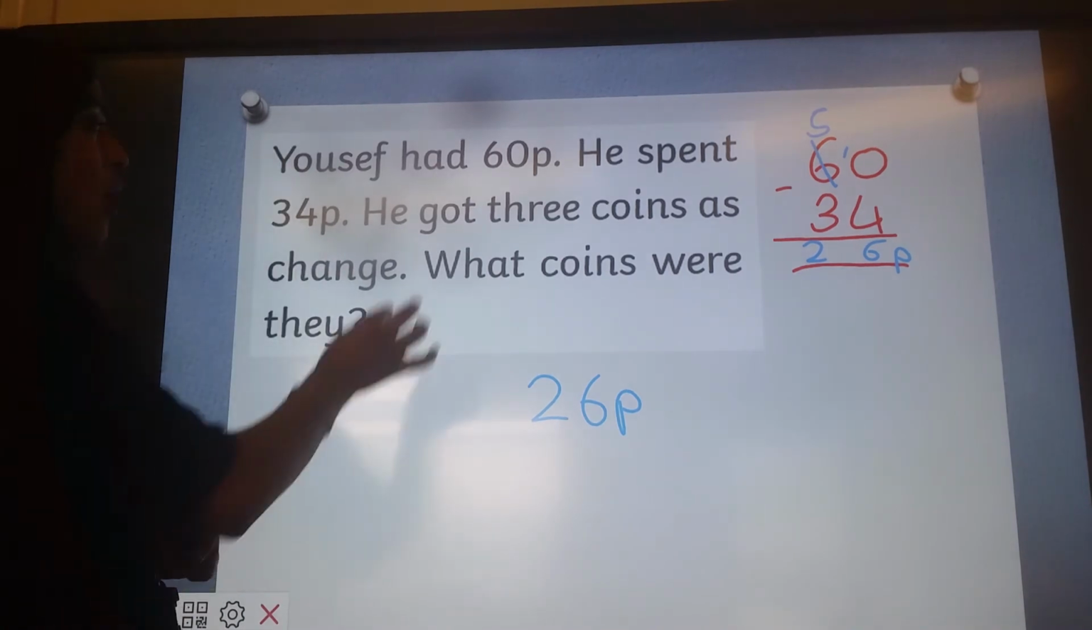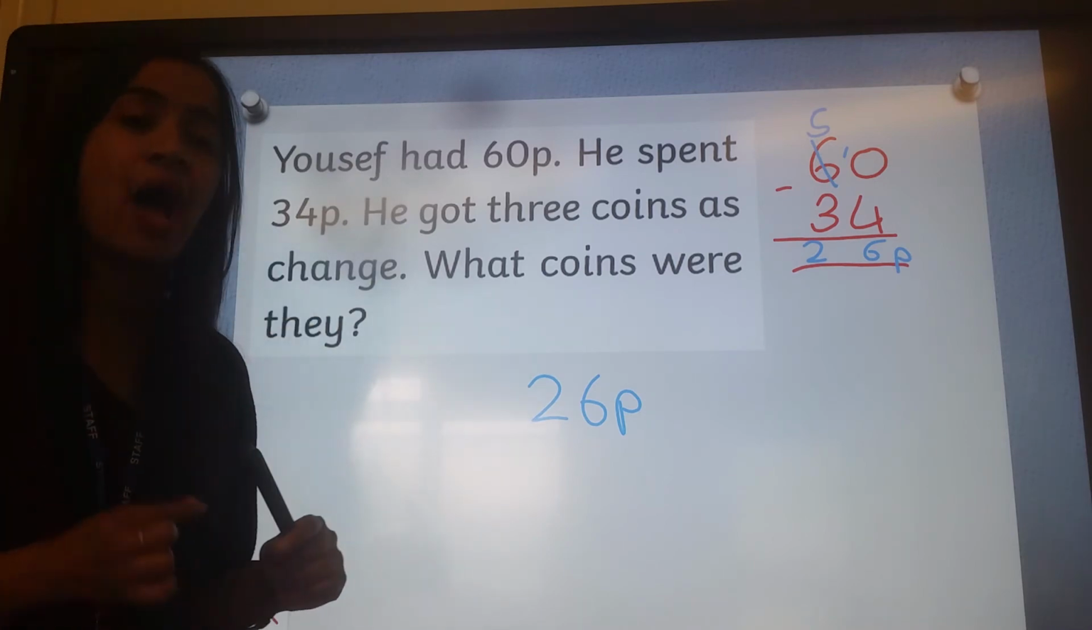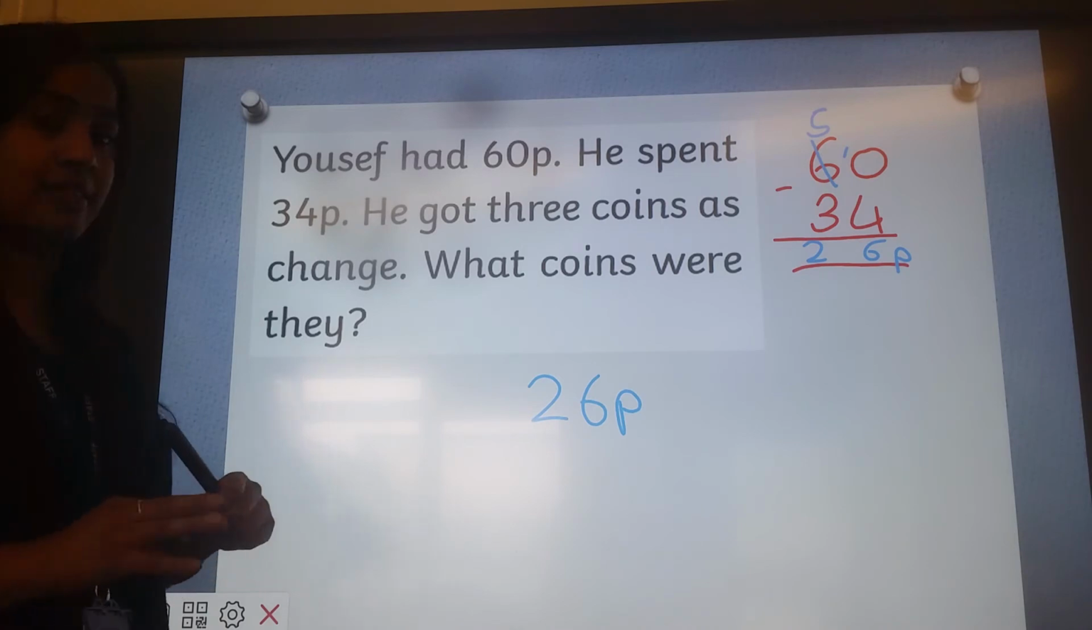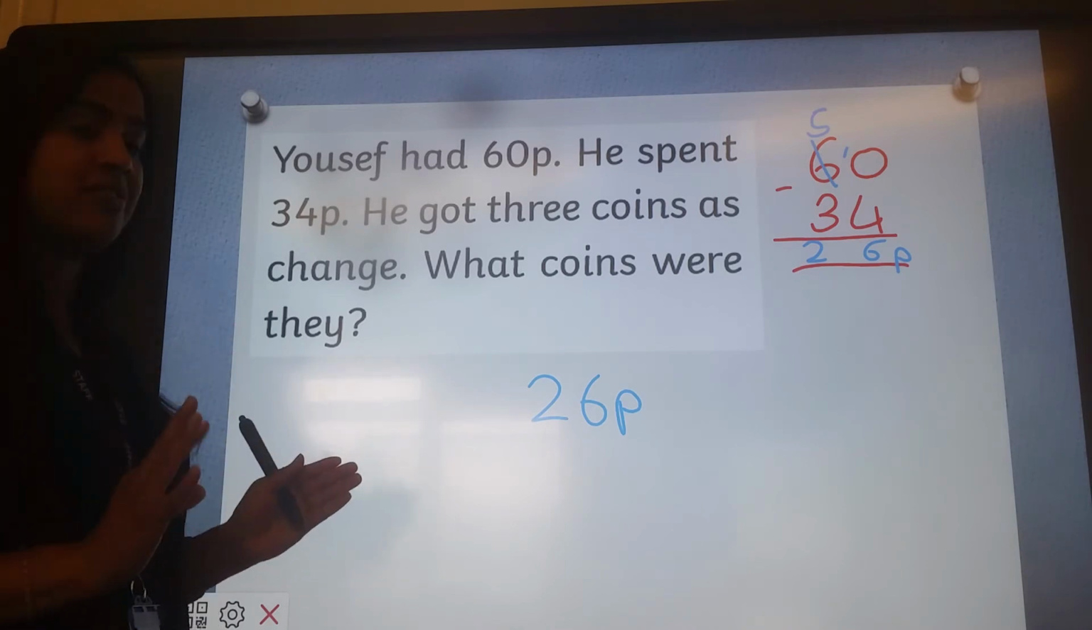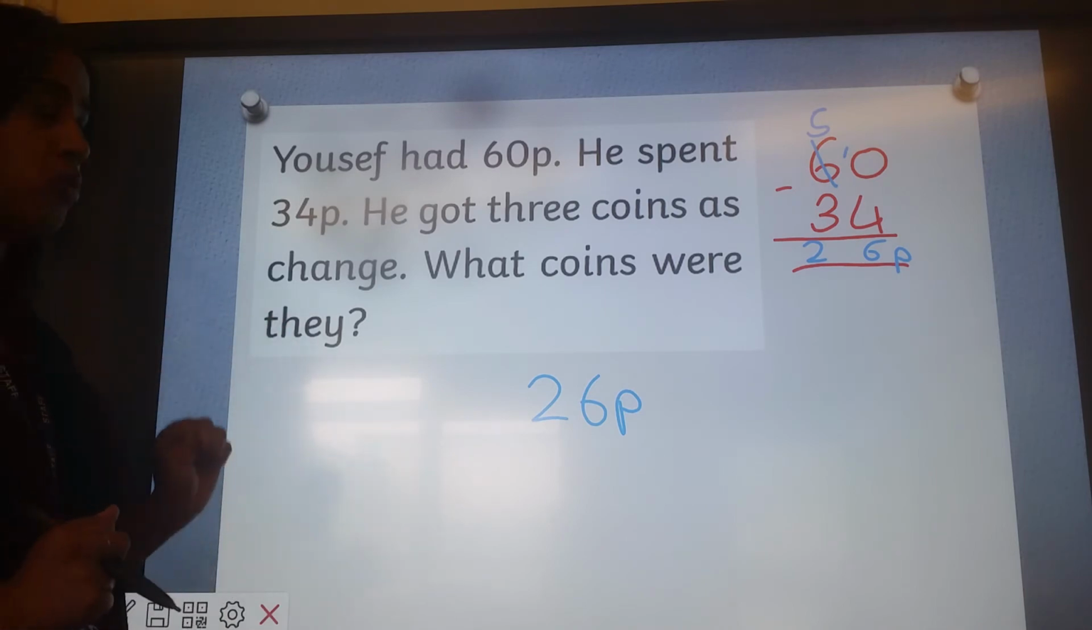I need to work out which 3 coins he got as change. So I need to think about how I can make 26p using just 3 coins, okay? Again, if you haven't got to the stage yet, you can pause your video so you've got a chance to work it out. But there are 3 coins that make up 26p.